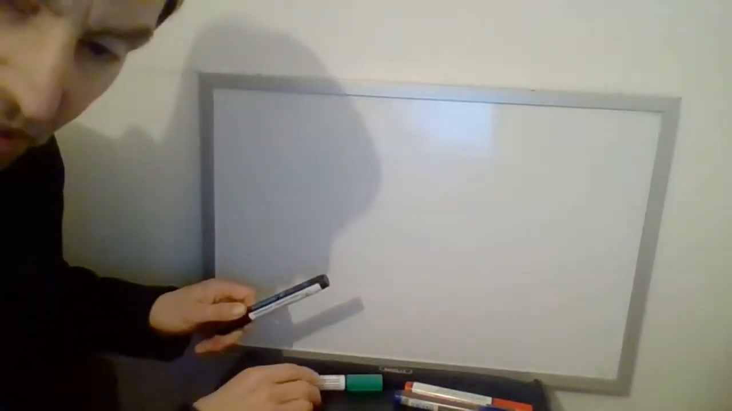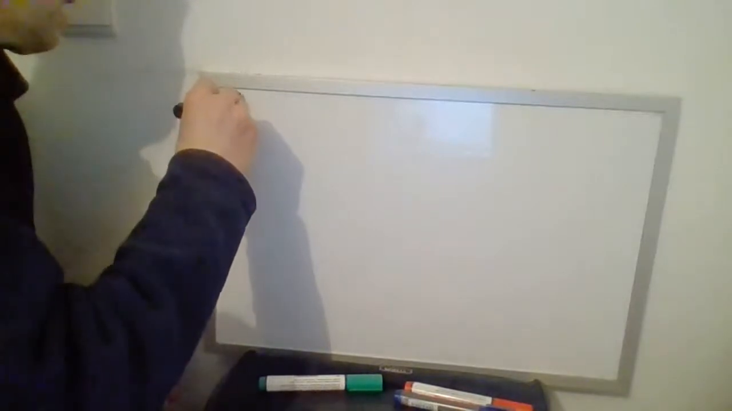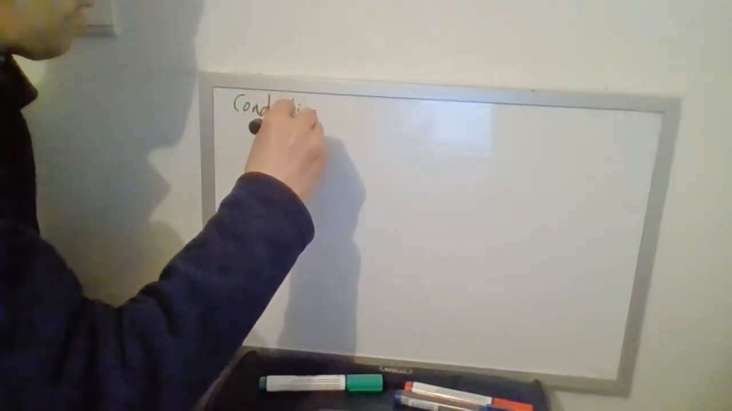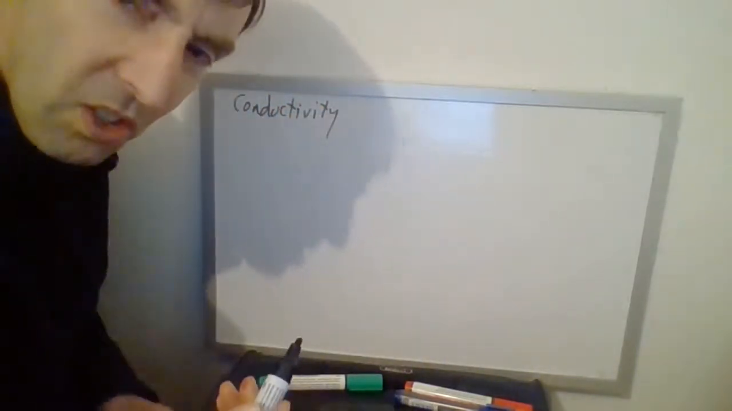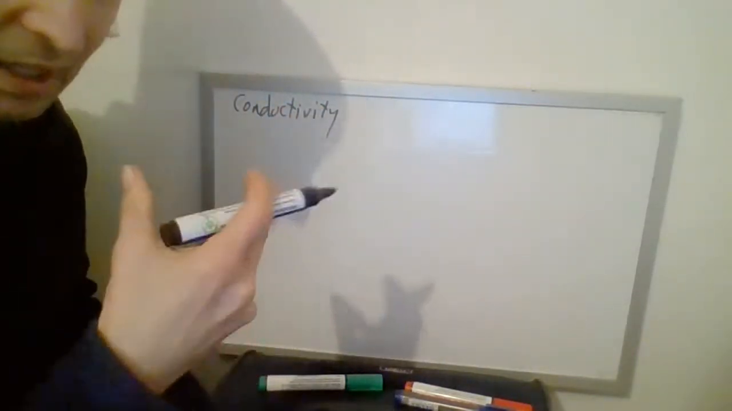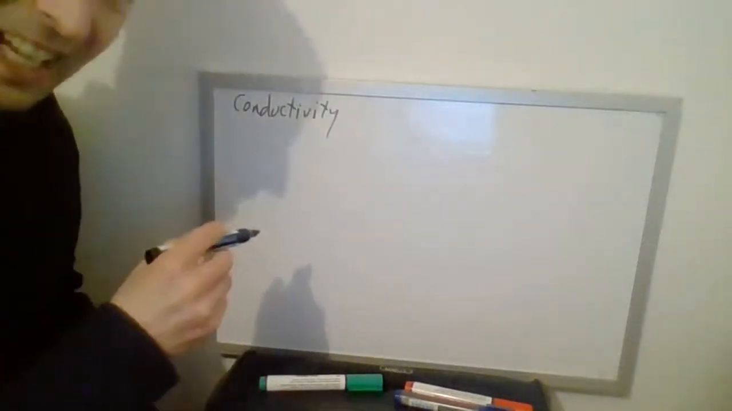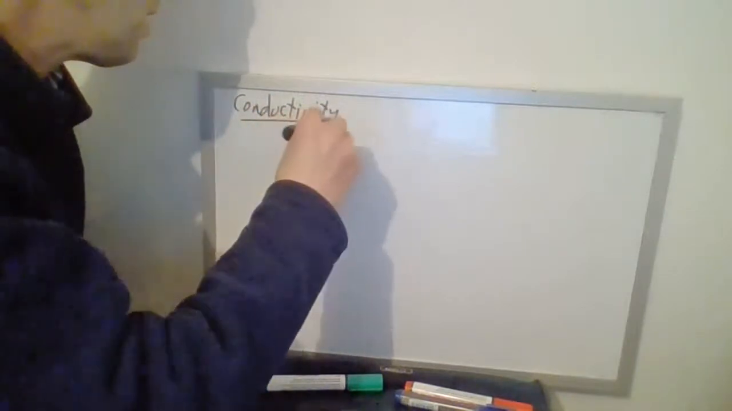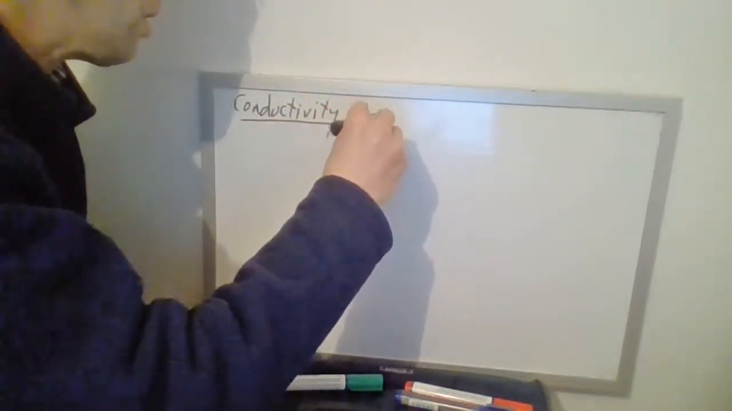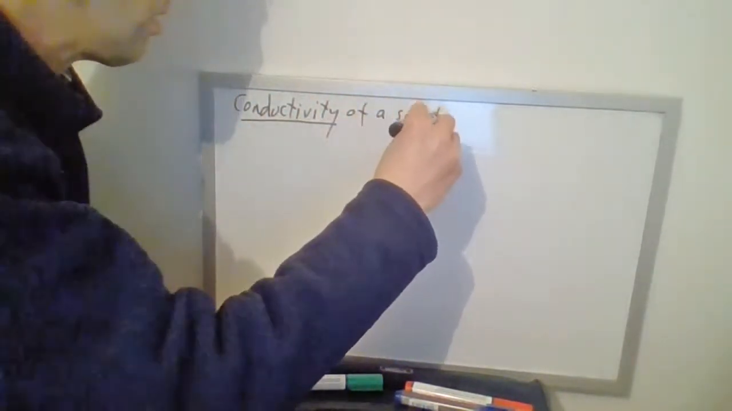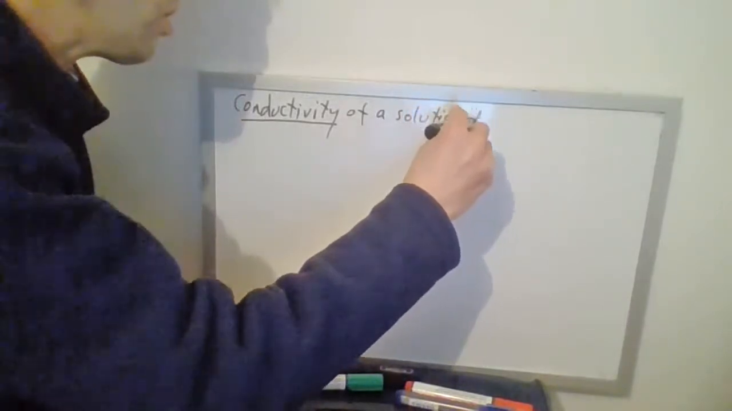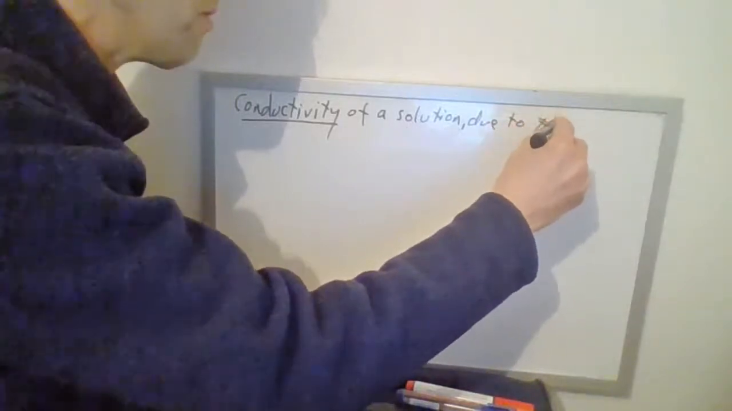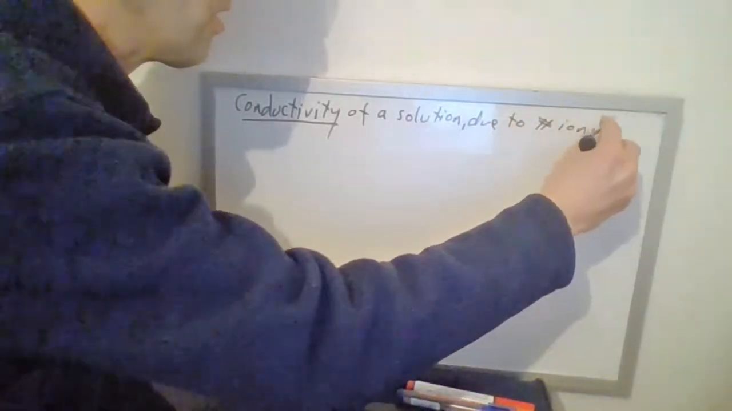Here's another graph I want to look at with you. Ready? Conductivity. You can look up the units. I don't remember. So it's electrical conductivity, and it's conductivity of a solution due to the number of ions present.